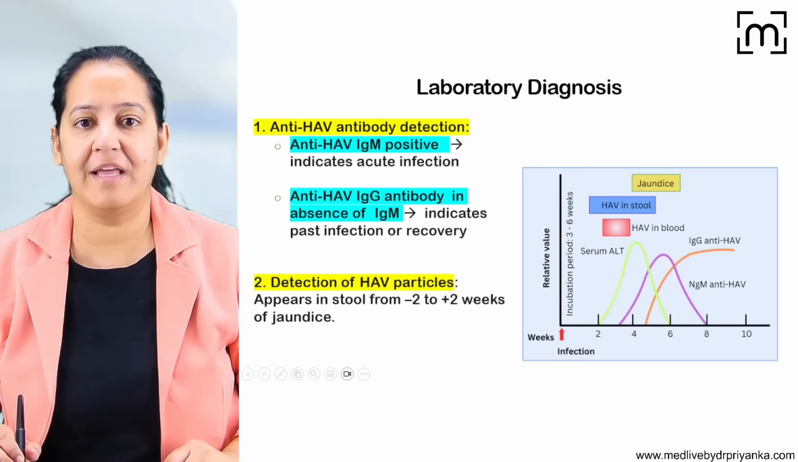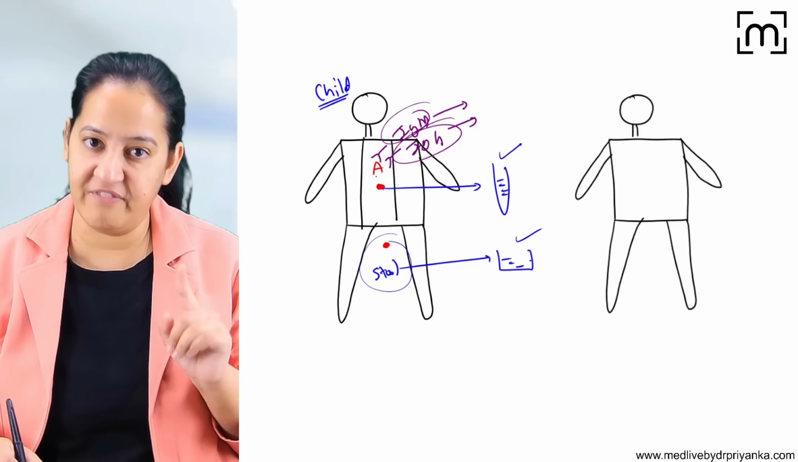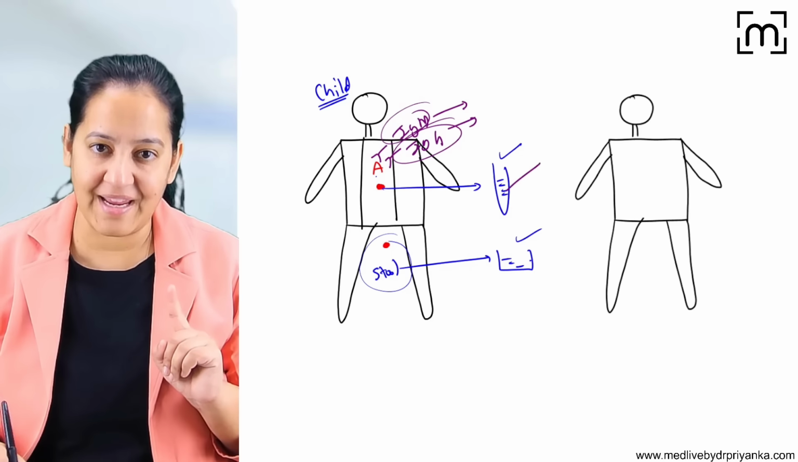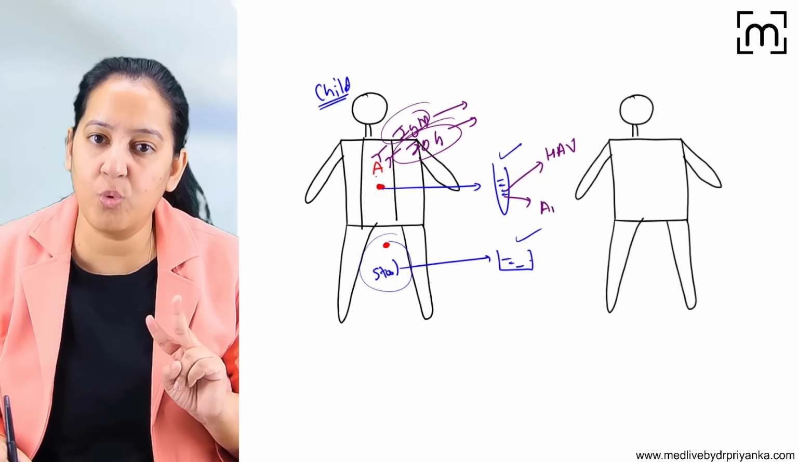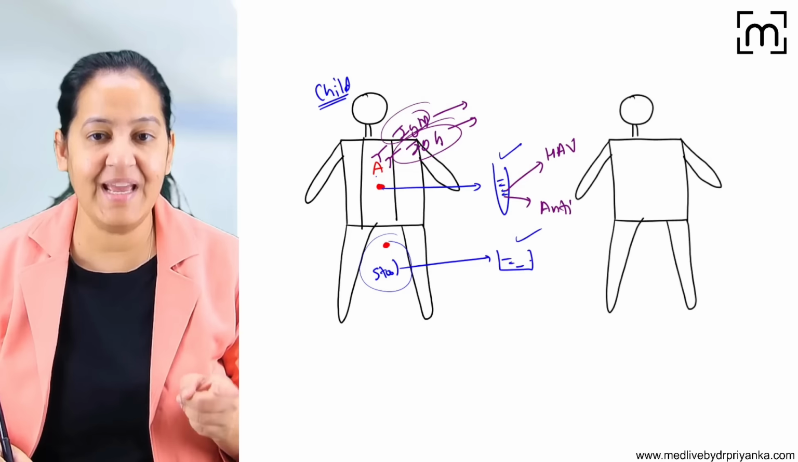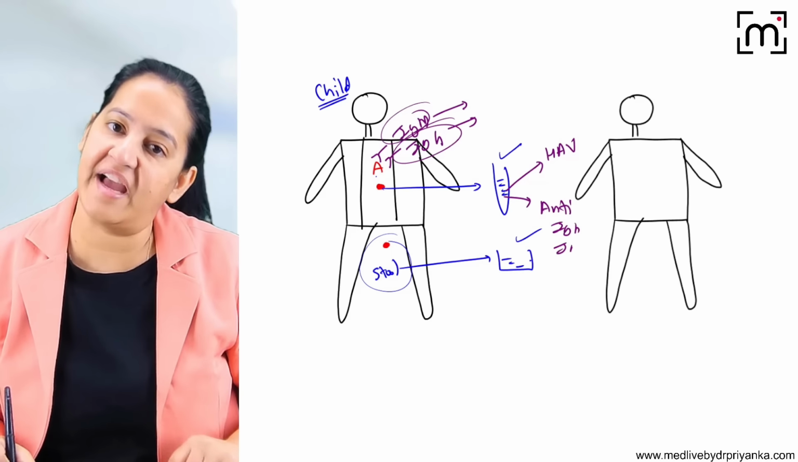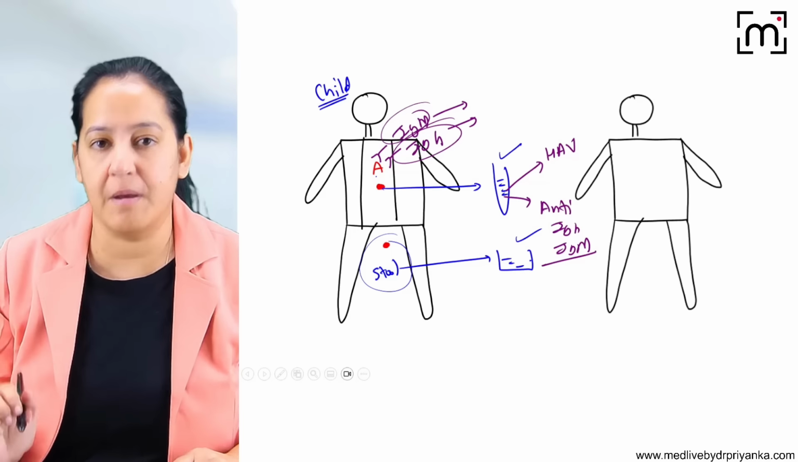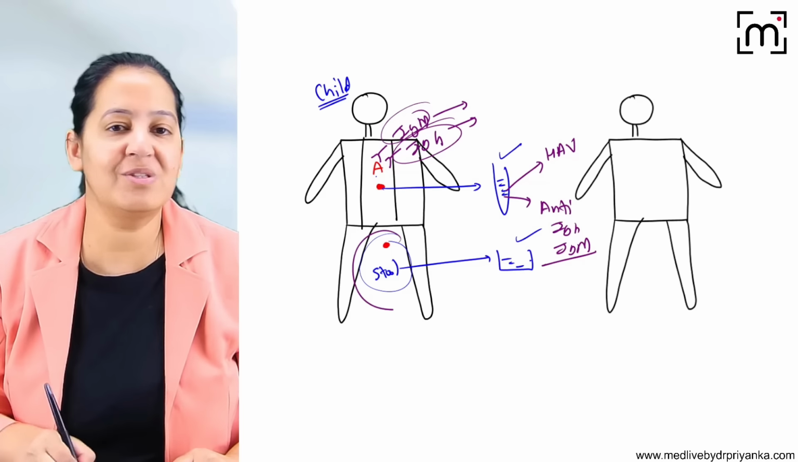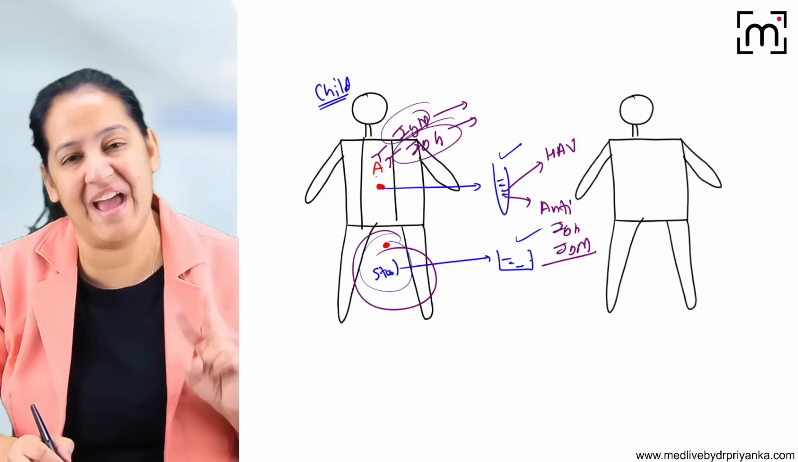So in the blood we will get one antigen and two antibodies. In the blood I can test the hepatitis A virus antigen and I can test the two types of antibodies, anti-IgG antibodies and anti-IgM antibodies. IgM represents recent infection and IgG represents past infection. I hope you got it. But in the stool we don't have antibody. In the stool we have only antigen.